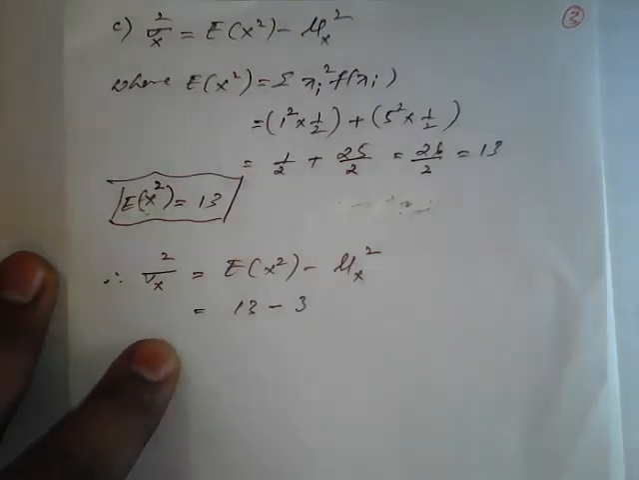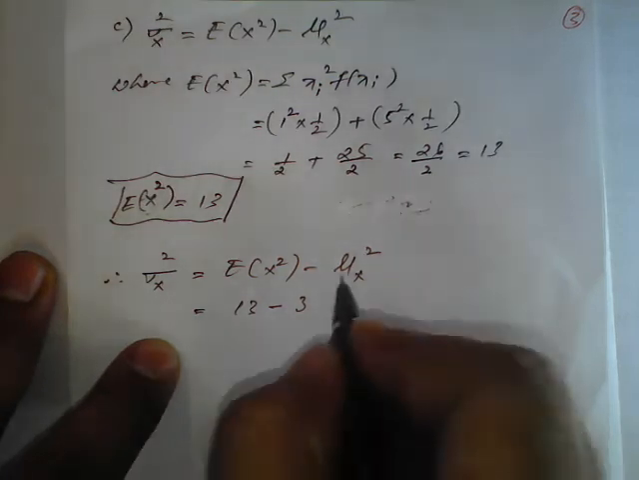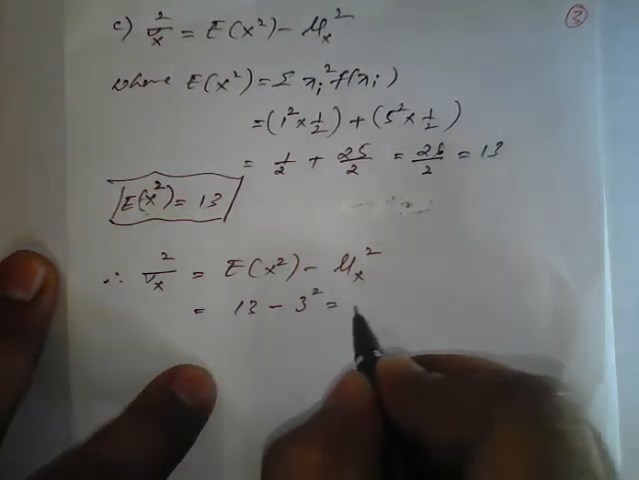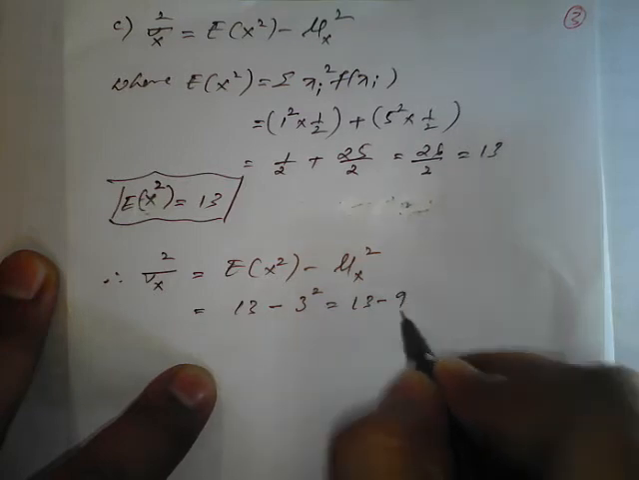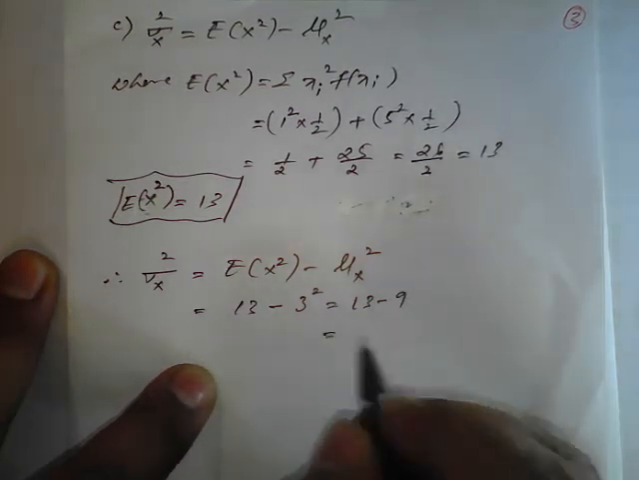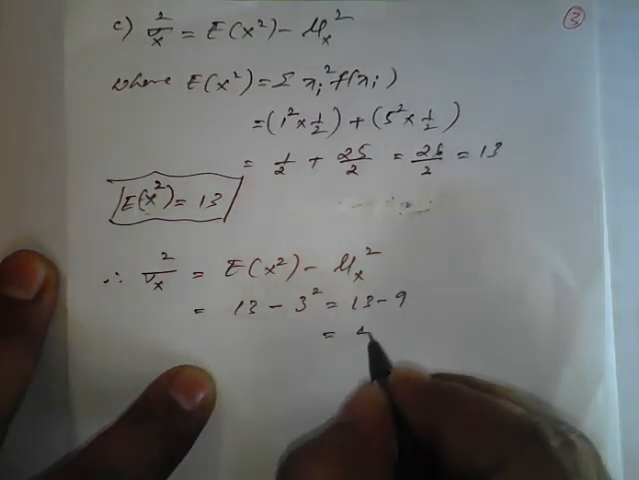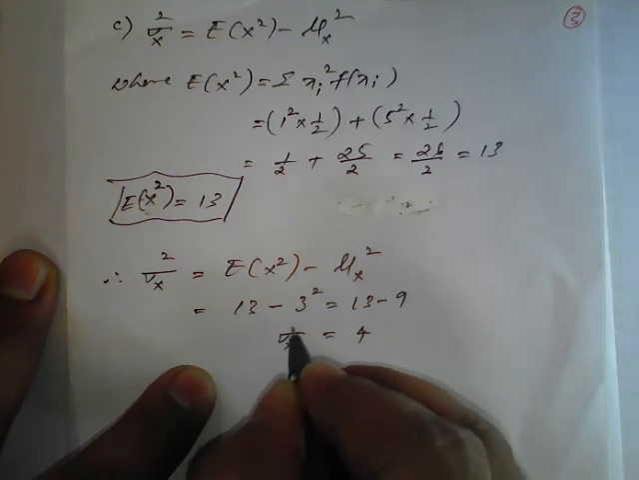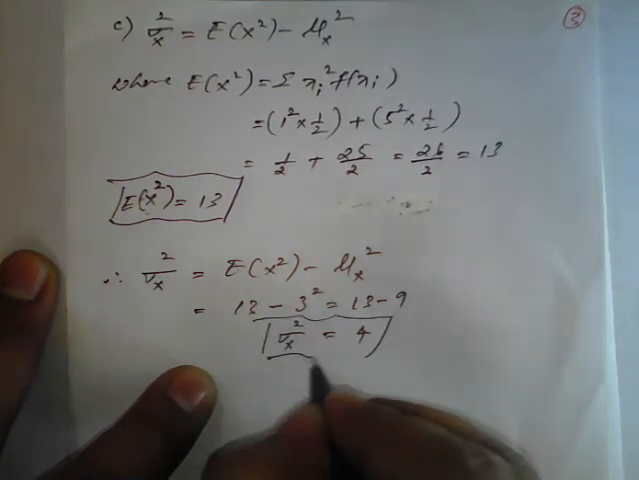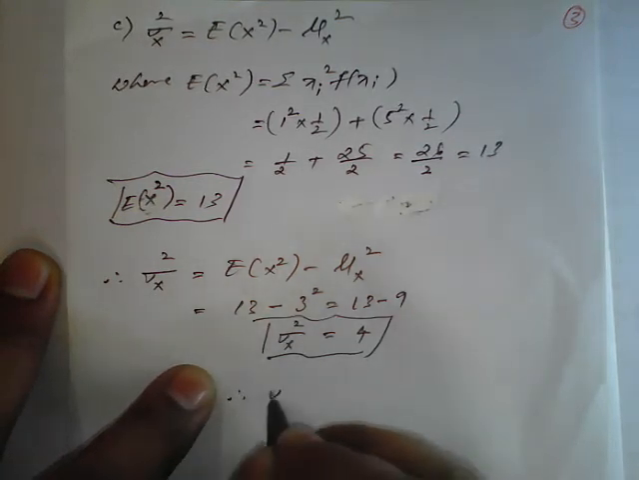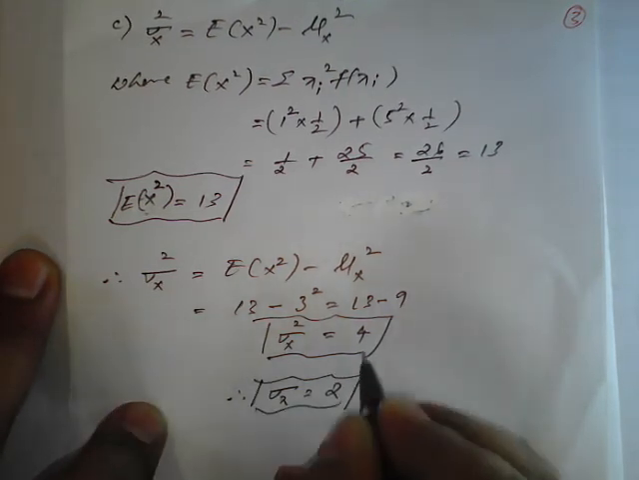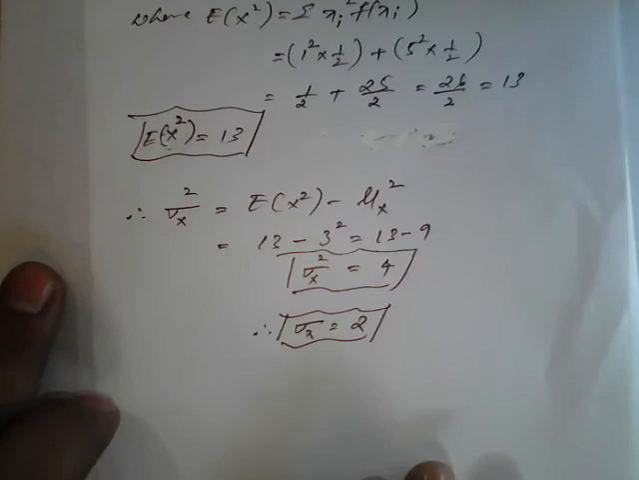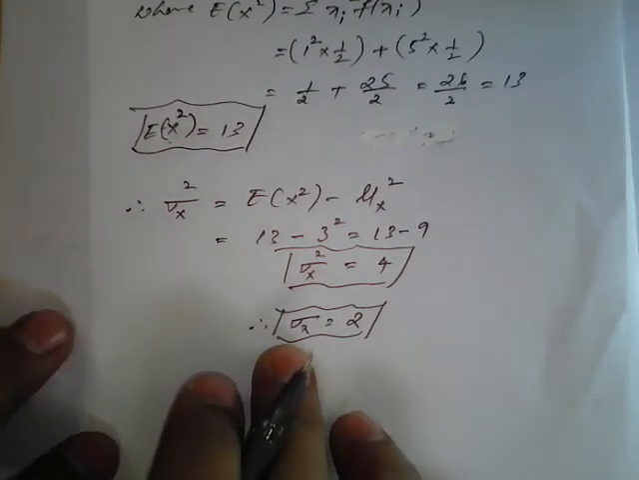It will be 3 square. That is 13 minus 3 square, which is 9, which is nothing but 4. So variance will be 4. Therefore standard deviation will be 2. The square root of variance is nothing but the standard deviation. We got the standard deviation of x.